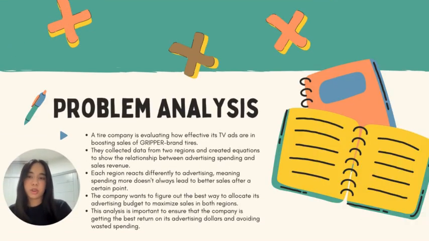You're probably wondering, what is this problem about? Well, let me explain. The tire manufacturer is investigating the effectiveness of its television advertising and other promotional activities on the sales of its Gripper brand tires. The company has gathered data from two different regions, where expenditures from other promotions were kept constant, and has formulated quadratic equations to represent the relationship between TV advertising expenditures and sales revenue in each region. The primary goal is to determine the optimal allocation of advertising dollars to maximize the sales revenue.